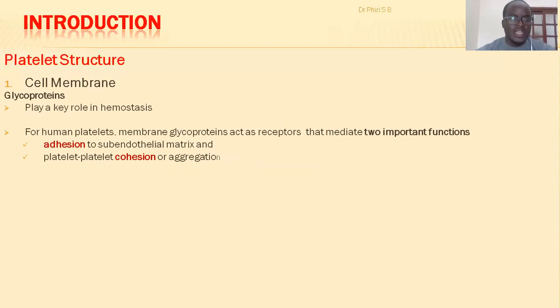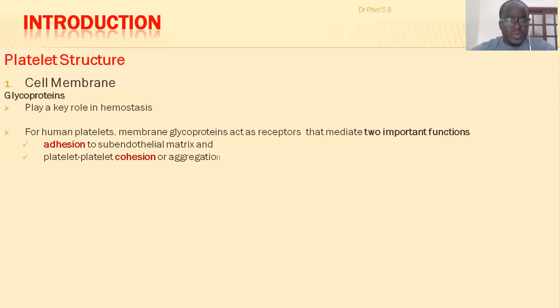The first one is adhesion to the subendothelial matrix. There are receptors that can adhere to the subendothelial matrix. Within the subendothelial matrix, you can have collagen, and then you have other factors like Von Willebrand factor. These glycoproteins, like I said, function as receptors, so they can go and attach to them. They will facilitate adhesion of platelets to those extracellular or subendothelial structures.